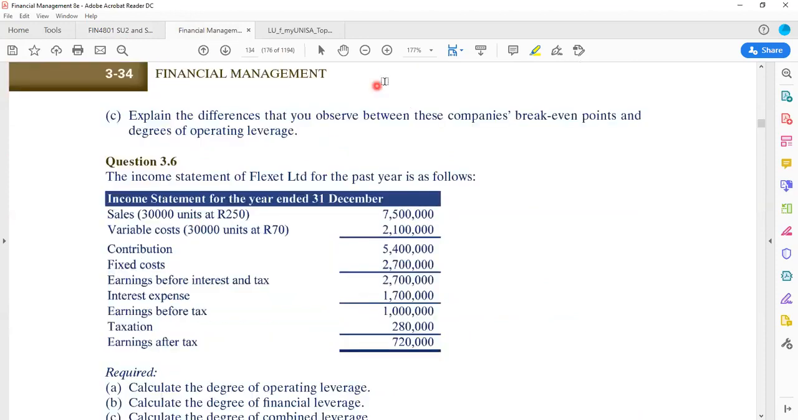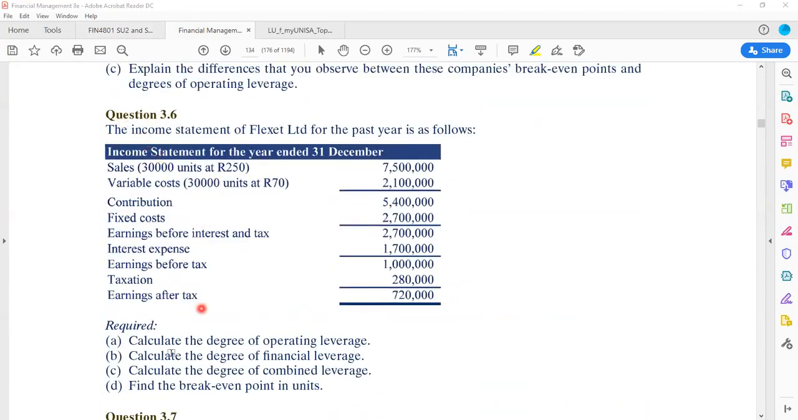The question is up here. I hope you can see it. Question 3.6. I want you to calculate A, B, C, and D, and also the break-even points.